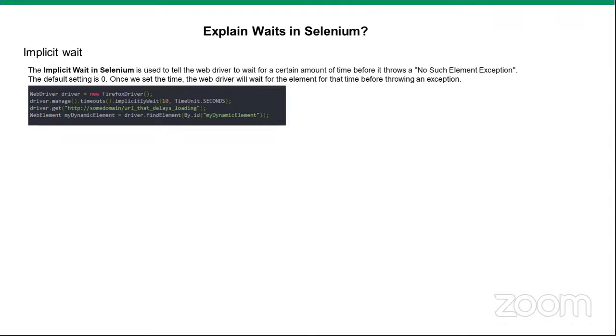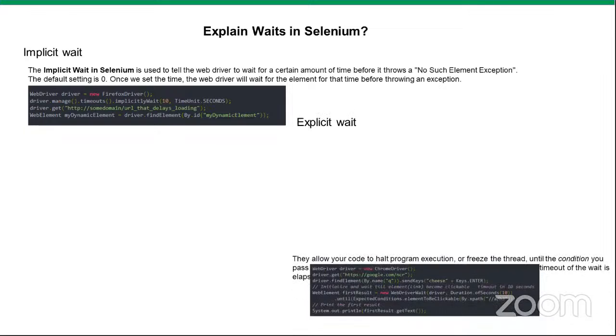Let's say we are giving 10 seconds as implicit wait. It is applicable for the entire driver instance. So wherever the script is supposed to fail, it will additionally wait for another 10 seconds before throwing the exception. And then we have explicit wait.